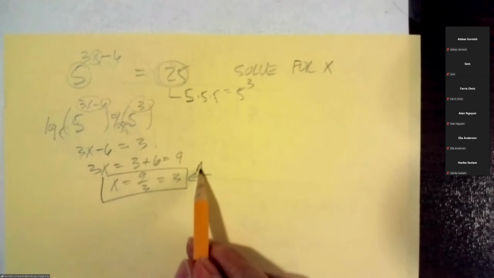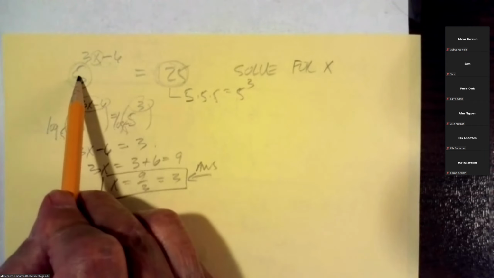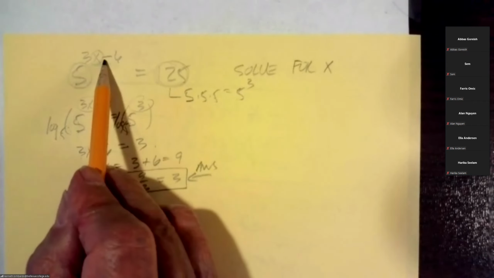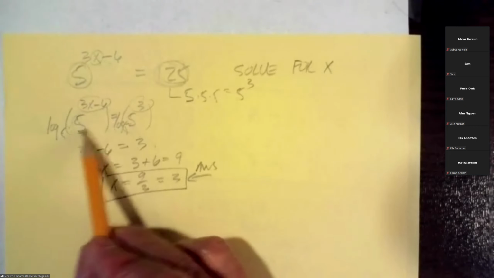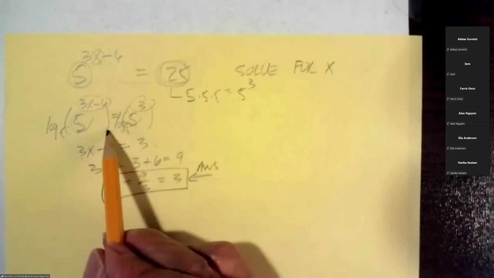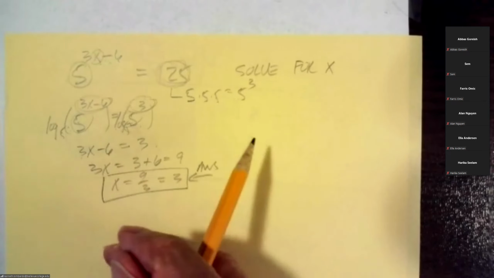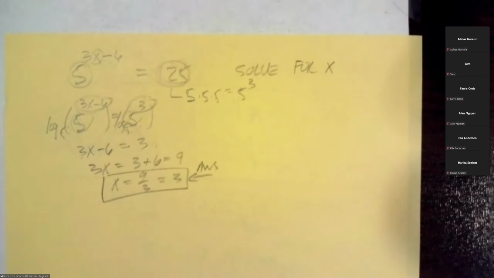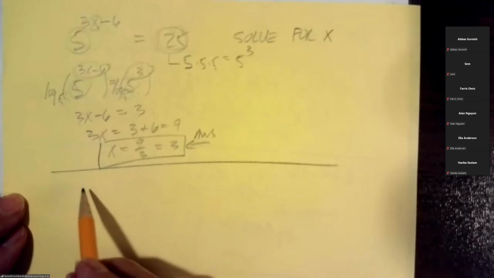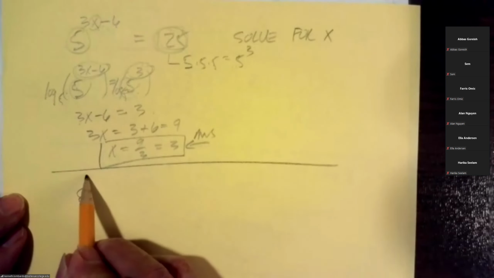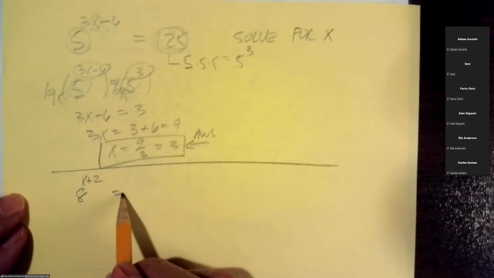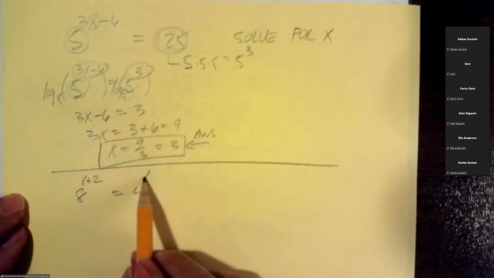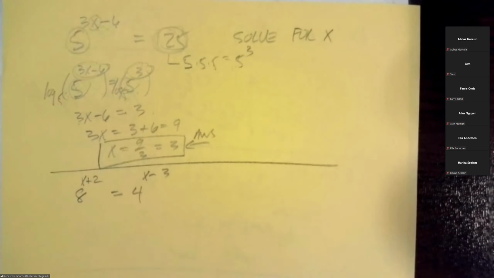So then our solution, when we solve this, and we say solve for x, and I say 5 to the 3x minus 6 equals some value here, if I can set them up with the same base, then I can just set the exponents equal to each other. And that's what that's showing you. I might have 8 to the x plus 2, and maybe that's equal to 4 to the x minus 3.